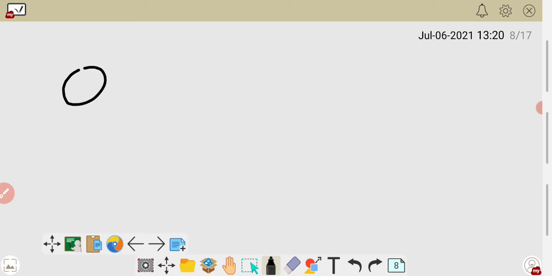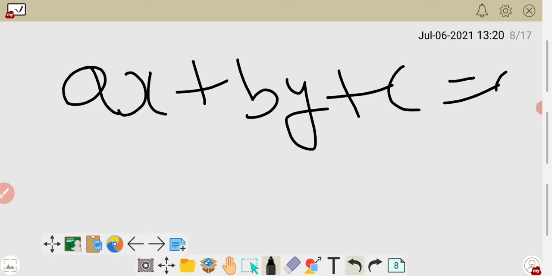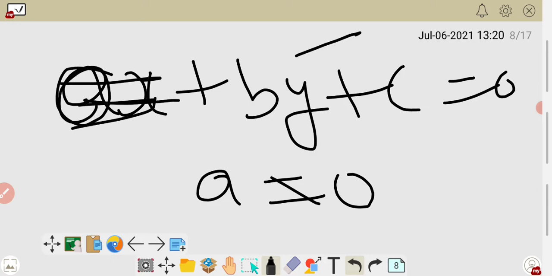Okay, so the general form is ax plus by plus c is equal to 0, such that a is not equal to 0. Why is a not equal to 0? When you put a equal to 0, the whole term becomes 0, and then it becomes only a linear equation in one variable.